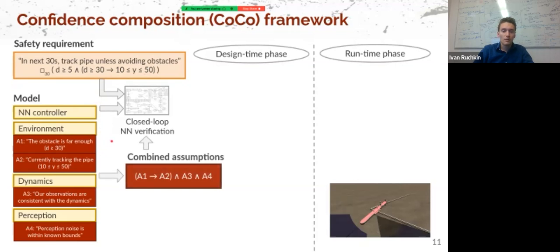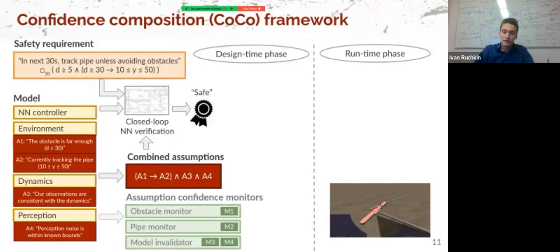A human needs to combine these assumptions. In this work, that means writing a propositional logical formula over them. And this formula encodes the situation, the scenario, under which we're trying to verify the system. And hopefully, if our controller is good in that scenario, we will get the safety verdict. That's great, and that's what we want to have at design time. The only remaining question is the validity of assumptions. And this has to be resolved at runtime.